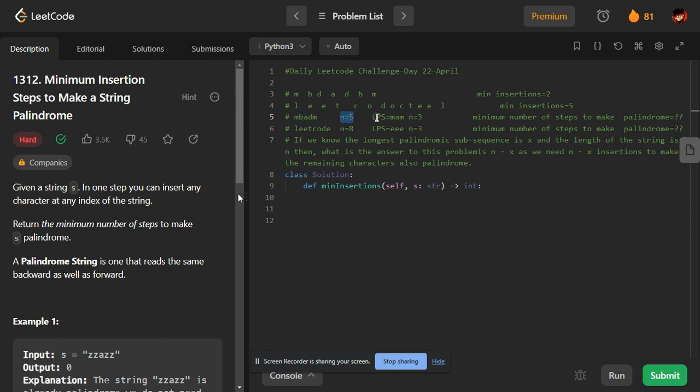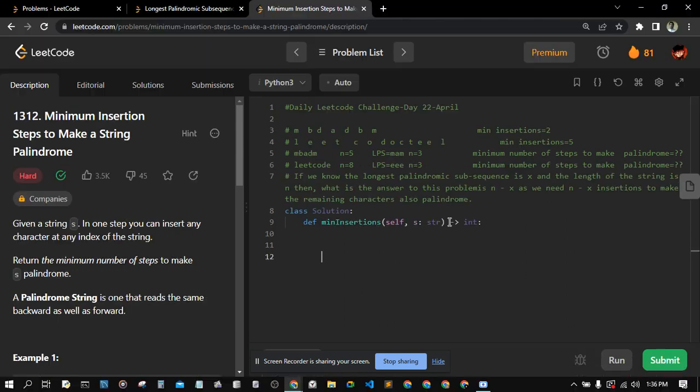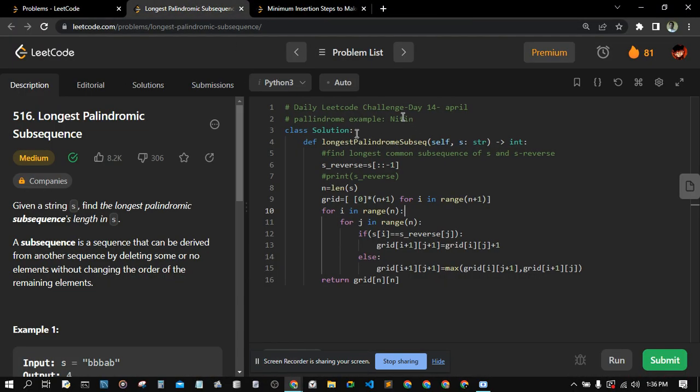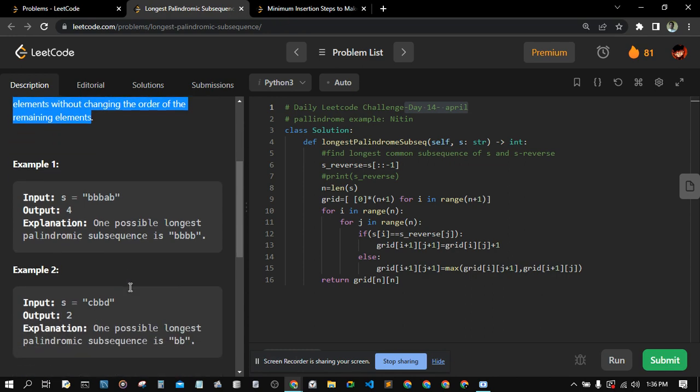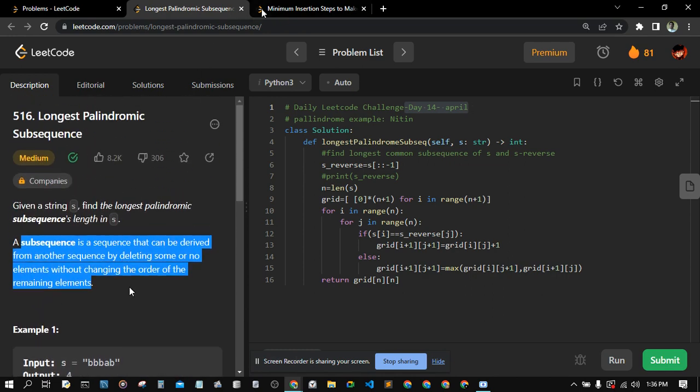Now tell me what is the longest palindromic subsequence. For longest palindromic subsequence, you will have to go to day 14. I will just show you quickly. Please go to day 14 of the April LeetCode Challenge and try to understand this question. Here they've given some examples. For this string, the longest palindromic subsequence is BBB. They've given the definition of subsequence as well. I'm not going in depth because I'm expecting you to see that video and get the idea from it, otherwise this video will become very long. But just try to understand what the longest palindromic subsequence is, as we are going to use it here.